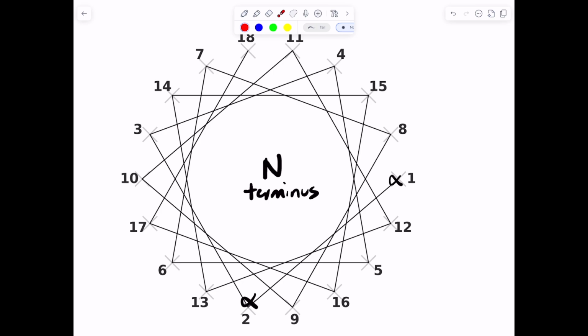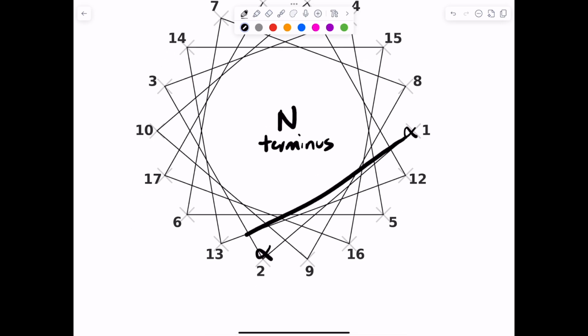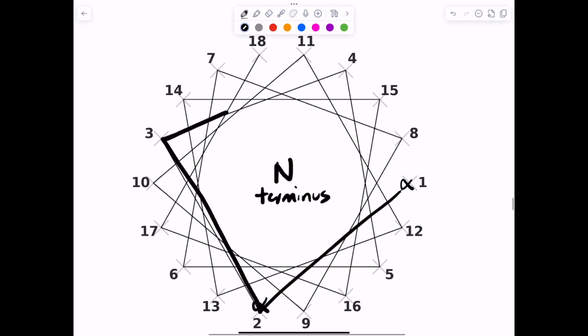So if you were looking, no, that's not what we wanted. There we are. You go from 1 to 2, 2 to 3, 3 to 4, and so on.